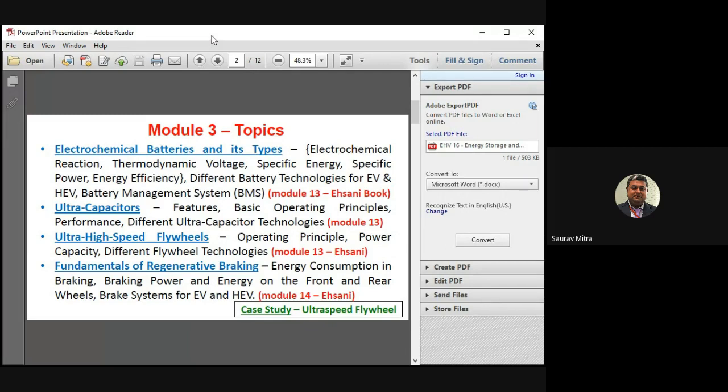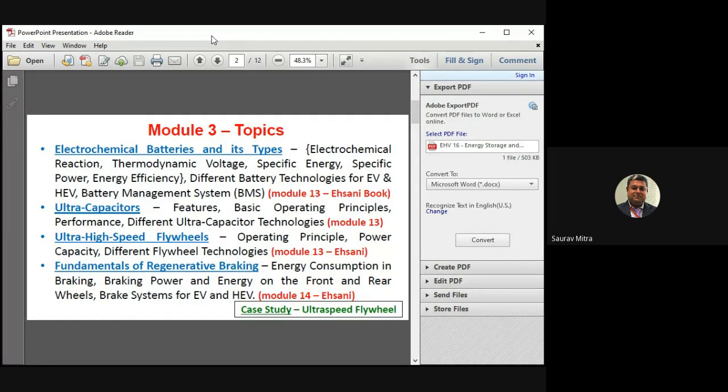These types I will not be asking in the exam. There will be very few theoretical questions like "explain battery." It will not be asked like that. But at least we should know the different types of batteries. We all know that we are mainly using lithium-ion batteries now, but what were the previous types of batteries in the market? That also we are going to see.